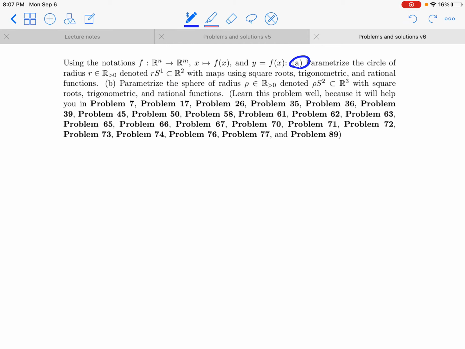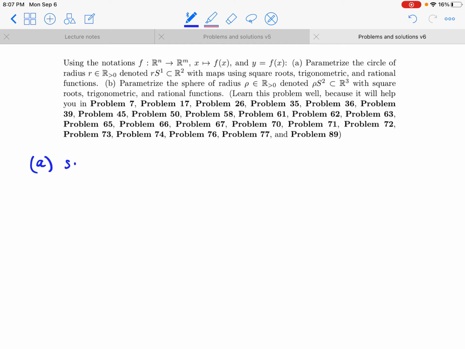And it lives in the plane. Parameterize it using square roots, trig, and rational functions. So there are three parts to part A. And part B is the same problem, but now for the sphere. The unit sphere is a two-dimensional surface of a sphere living inside of three-dimensional space.